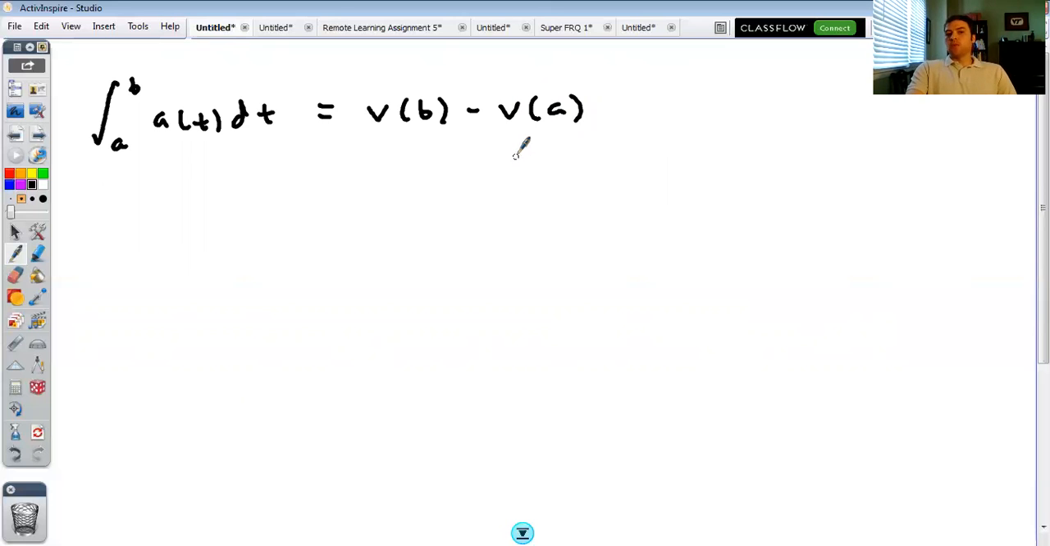You could use this in the same way. If I gave you a velocity at a certain time and asked you for a velocity at another time, you could utilize the fundamental theorem of calculus the same way we did the new position problem. So a lot of different ways that this can go.